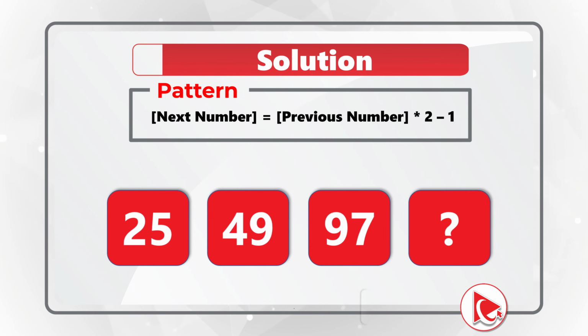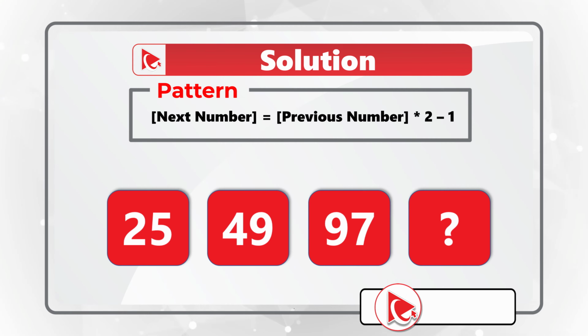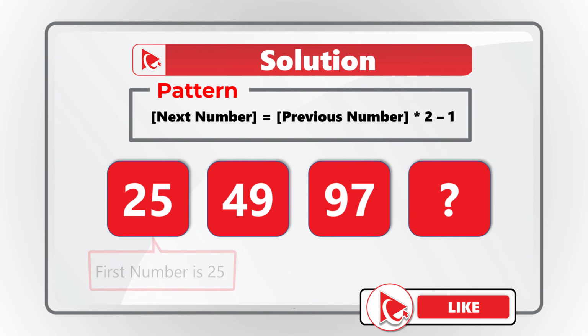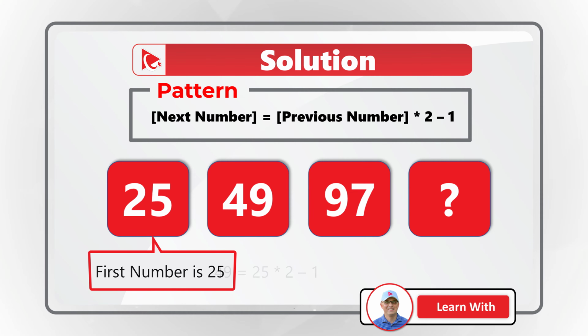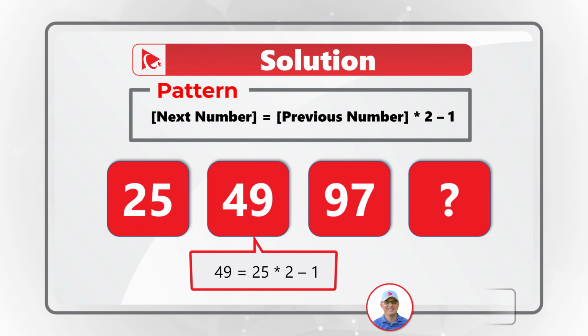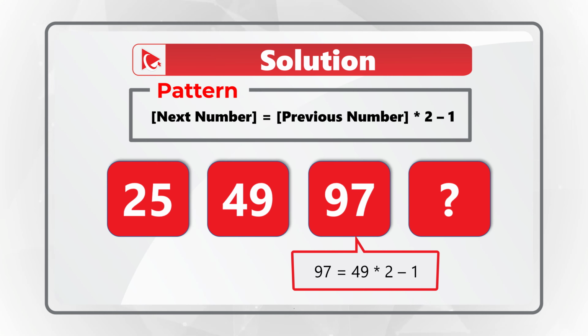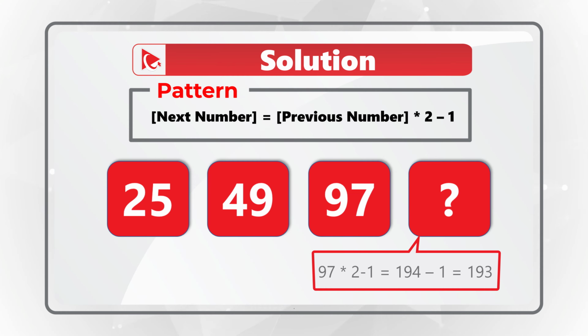I think the pattern here is that the next number is calculated as previous number multiplied by 2 minus 1. The first number in the sequence then is 25. Next number will be calculated as 25 multiplied by 2 minus 1, which would be equal to 49. Number after that will be calculated as 49 multiplied by 2 minus 1. And then the missing number will be calculated as 97 multiplied by 2 minus 1, which would be equal to 194 minus 1, and then the end result of it would be equal to 193.